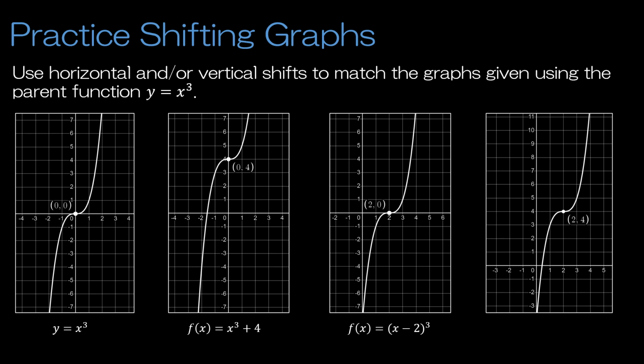And the last one, all I really did was put together both the first practice and second practice. So I'm adding 4 to the outside, and I have minus 2 on the inside. So you have f of x is equal to the quantity of (x minus 2) cubed plus 4.